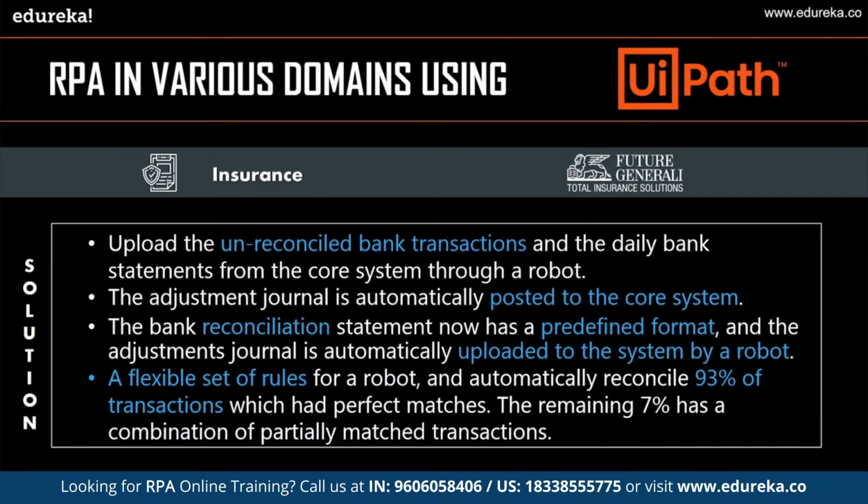The remaining 7% would have a combination of partially matched transactions. So I hope that you've understood how RPA was used by Future Generali to automate the reconciliation processes and also to remove the errors and reduce the cost.